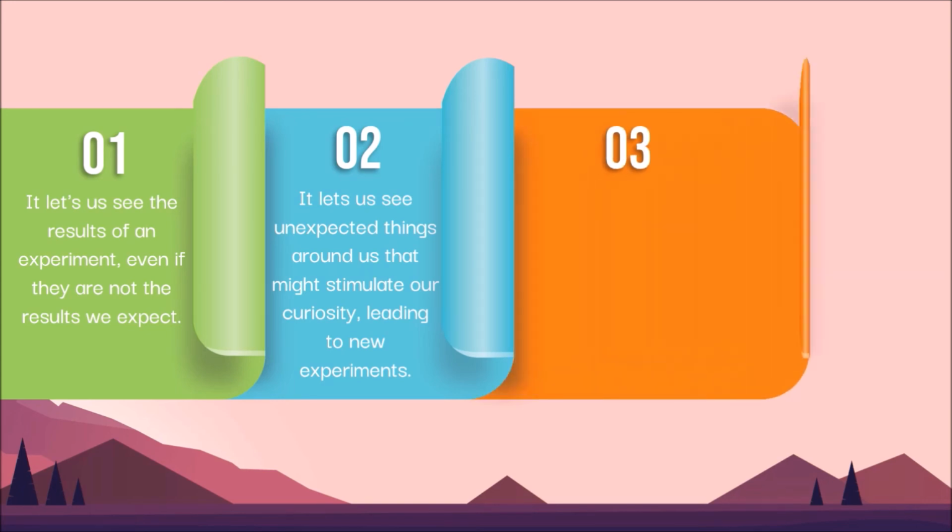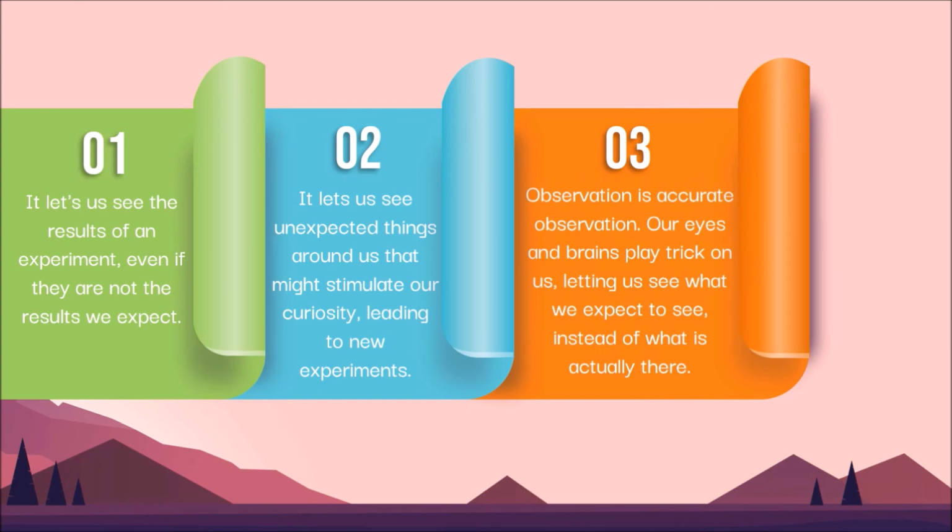And lastly, observation is accurate. This is because our eyes and brains usually play tricks on us, letting us see what we expect to see instead of what is actually there.